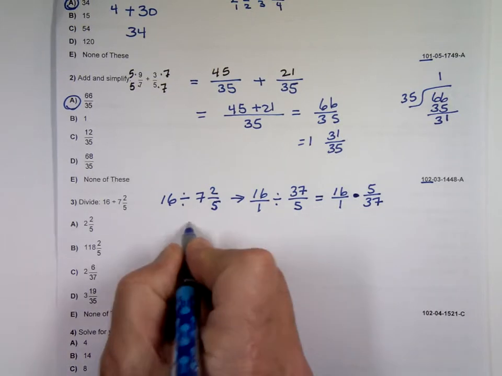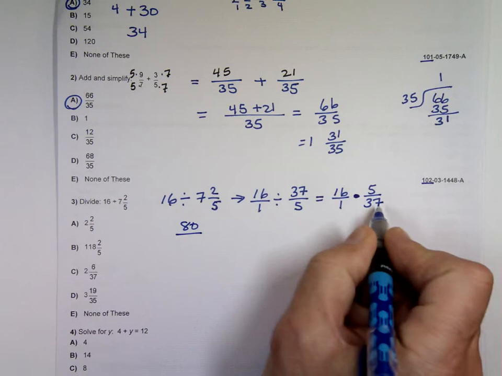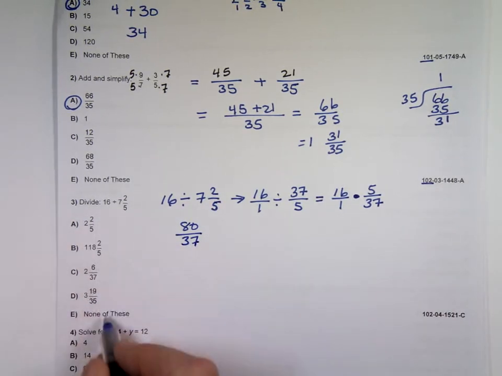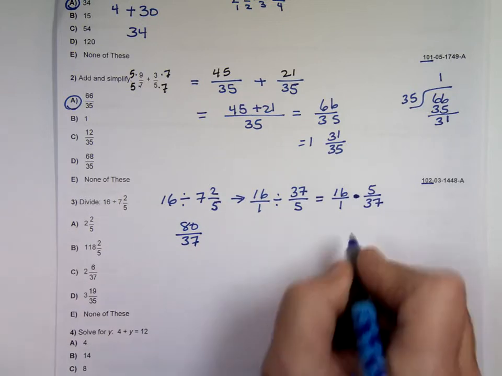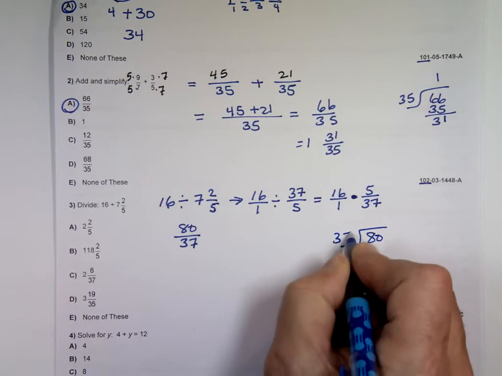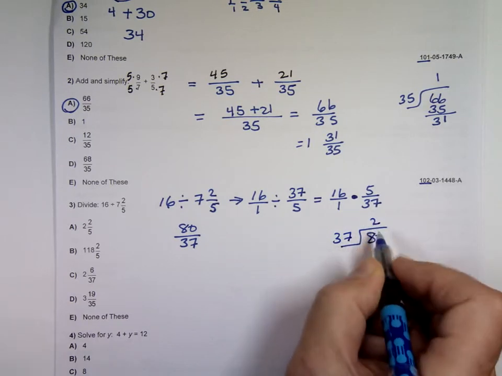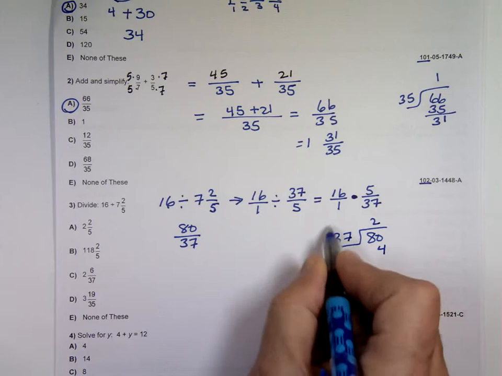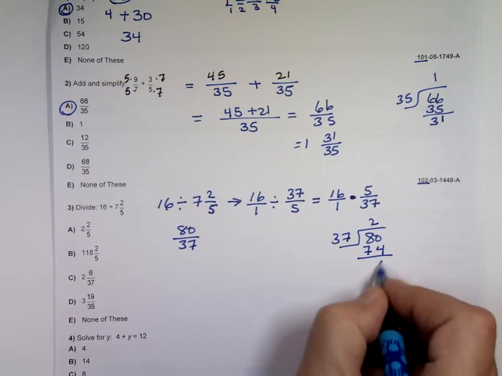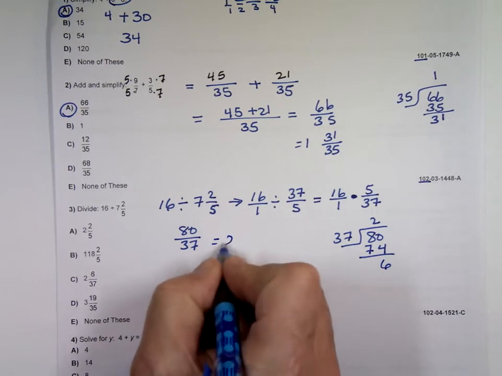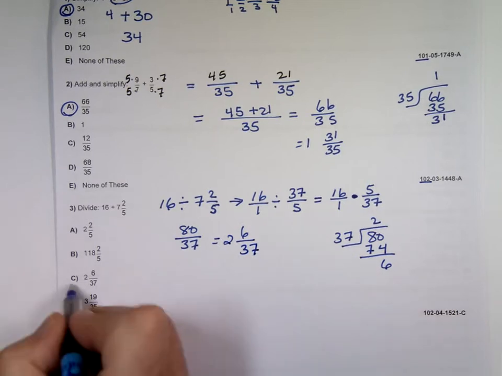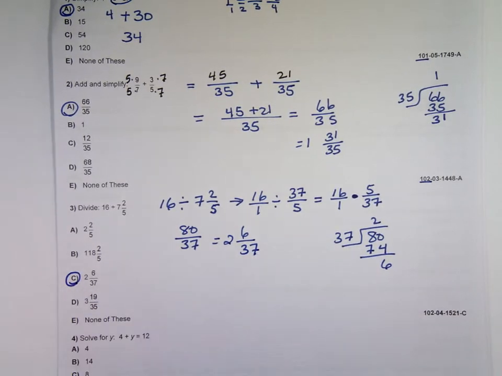16 times 5 is 80. 1 times 37 is 37. Now I look at these numbers and I see mixed numbers. See them? The answers? So I need to convert that to a mixed number. 80 divided by 37. 2. 2 times 37 is 74. The remainder is what? 6? So that's 2 and 6 over 37. Do we have that? Right here.